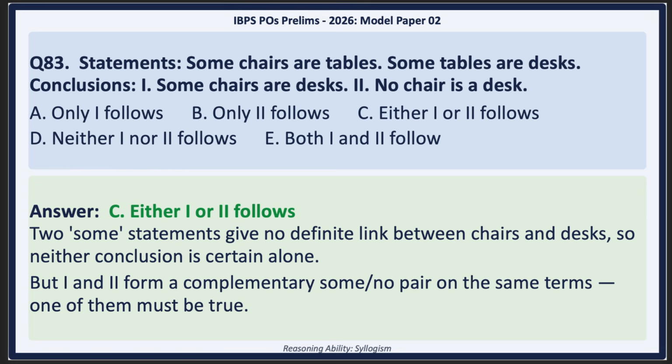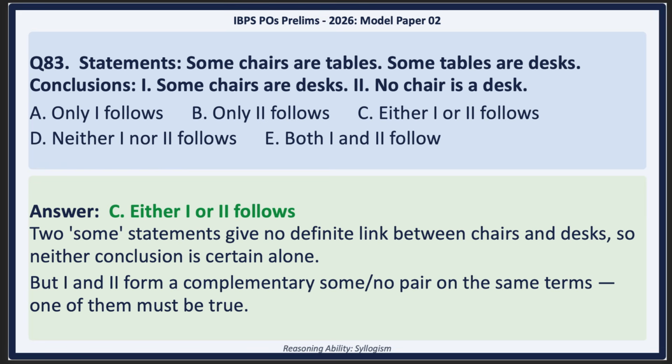Exactly. Think of it like a light switch inside a closed, windowless box. You don't know if the light is on, you don't know if the light is off. Okay. But you know with 100% certainty that it cannot be both and it cannot be neither. Those 2 options cover the entire reality of the box. Oh, that makes so much sense. Because these 2 conclusions use the same subjects and cover all possible states of existence, one of them absolutely must be true. So the correct answer is either 1 or 2 follows. That is such a satisfying way to frame it.